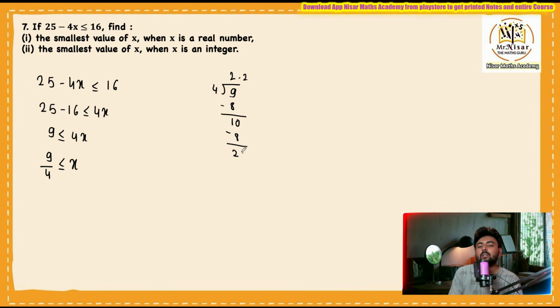It will be 2, it becomes 20 and 4 5s are... So we have the value of this as 2.25. Okay, so x is greater than or equal to 2.25.